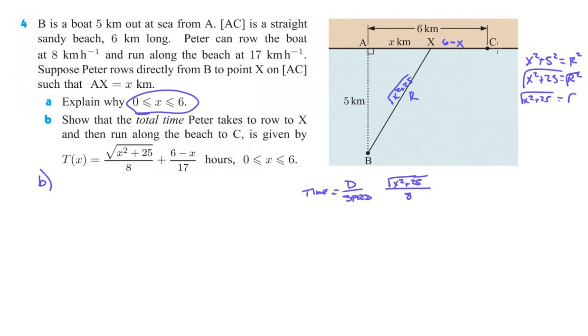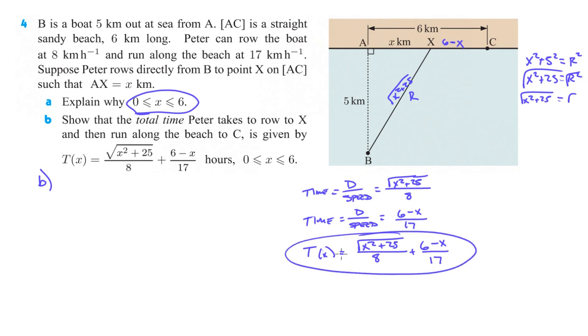Then for this other piece, same thing: time is the distance divided by the speed. In this case, that distance is 6 minus x, and the speed that Peter is running along the shore is 17 kilometers per hour. So our total time is these two things added together. The time T of x is the square root of x squared plus 25 divided by 8, added to 6 minus x over 17, which is exactly what they have right there. So there's our total time.